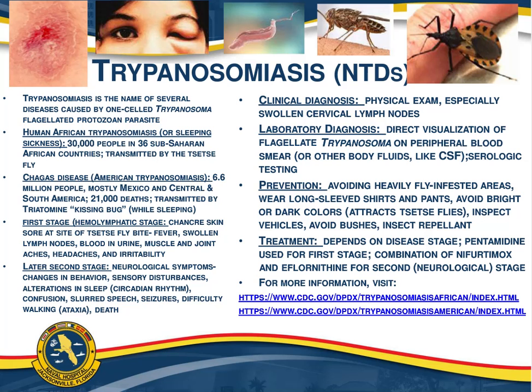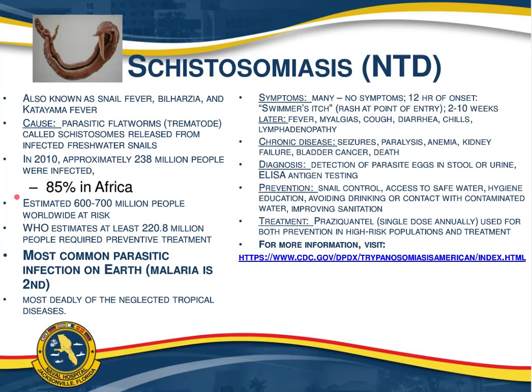Physical exam, so look for swollen lymph nodes. If you get swollen lymph nodes for no reason, you're going to get a whole bunch of tests done, and you're probably going to talk to the ID doc. Direct visualization of this trypanosoma on a peripheral blood smear is possible, and there's serologic testing, and again, prevention, same thing for flies and mosquitoes. Treatment, pentamidine for the first stage, and then there is a medicine for second stages, which is nifurtimox, and eflornithine, sorry. So again, the pharmacist and the infectious disease doc are going to be talking to you on this.